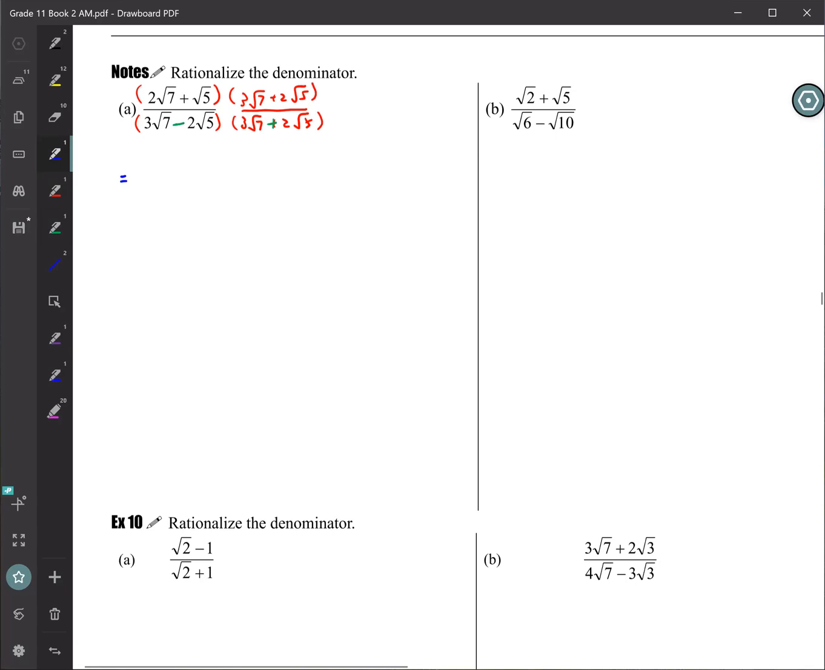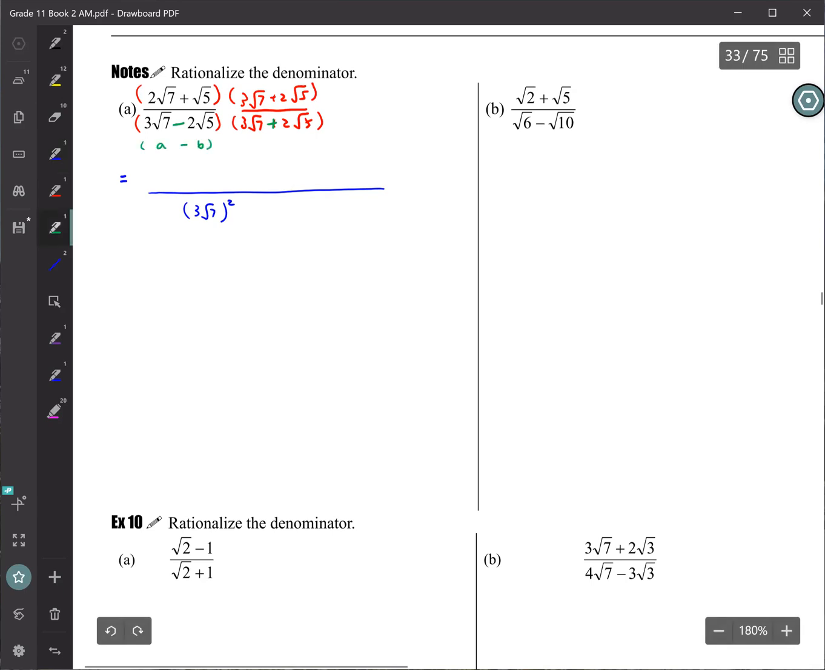Colin, can you tell us what happened to the denominator? So you do 3 root 7 times 3 root 7, so I'll write squared, and then 3 root 7 times 2 root 5, or is it just minus 2 root 5? Oh no, this one is a difference of squares. So it's minus 2 root 5 squared. Yeah, because the denominator is a minus b times a plus b, so it should become a squared minus b squared. So minus 2 root 5 squared. The a is the 3 root 7, the b is the 2 root 5.